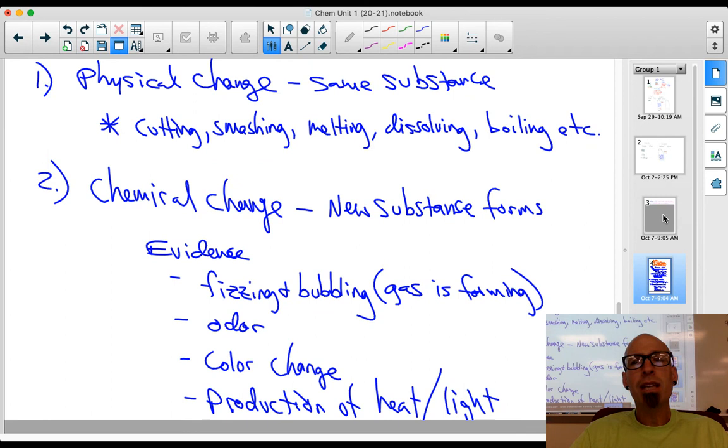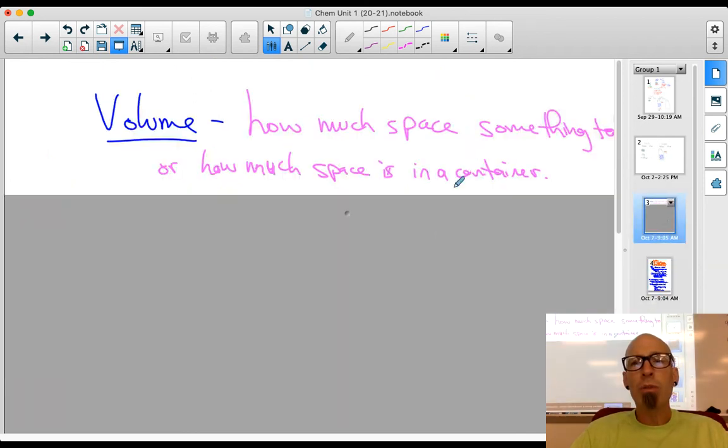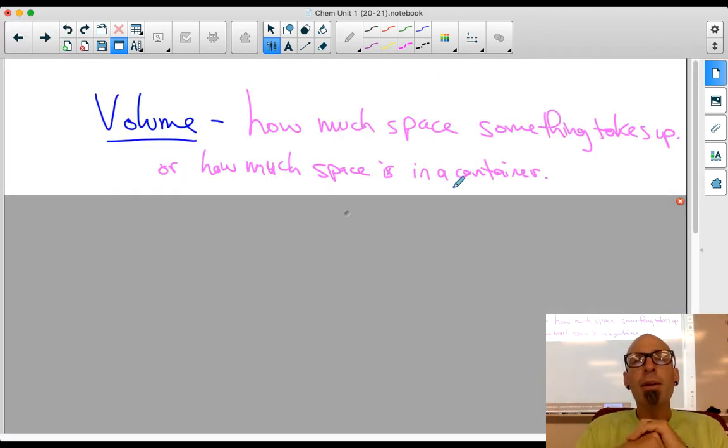So now we're going to talk about what the next lab is going to be. The next lab is a volume lab. So how do we describe what volume is? Volume is how much space something takes up.